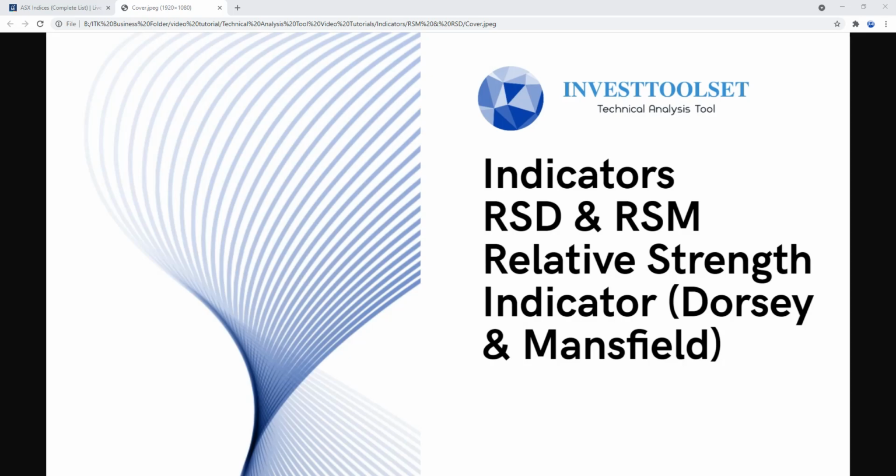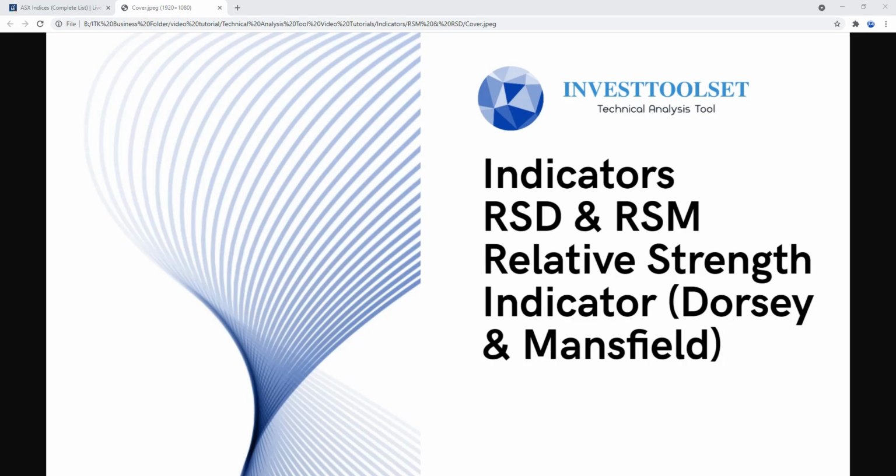Very often you hear people saying the security is outperforming or underperforming the overall market, etc. These two indicators can tell you this type of information. So that's why these two indicators are very important. The RSD stands for the relative strength indicator Dorsey, and RSM stands for relative strength indicator Mansfield.